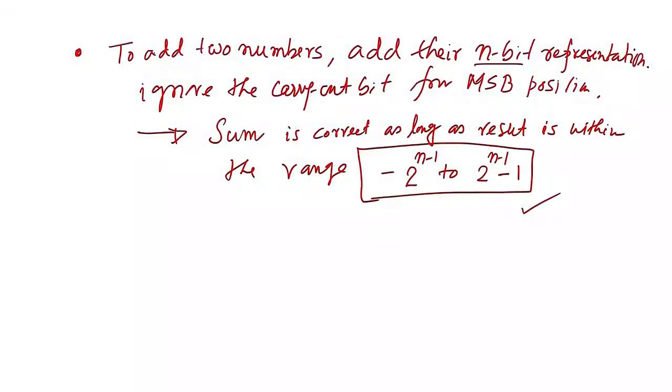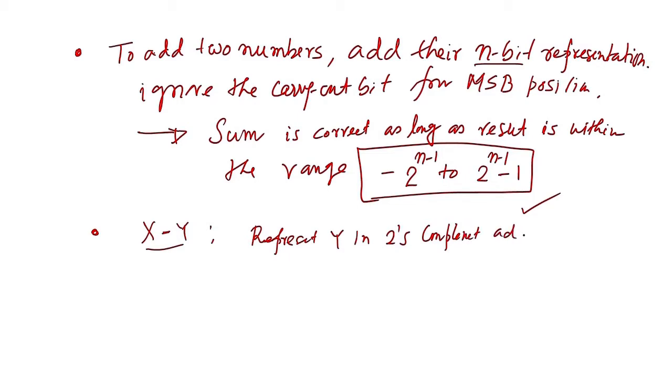Now we will talk about a few examples here. Suppose you want to do the operation x minus y. In that case, what do we do? We represent the number y in 2's complement and add y with x.